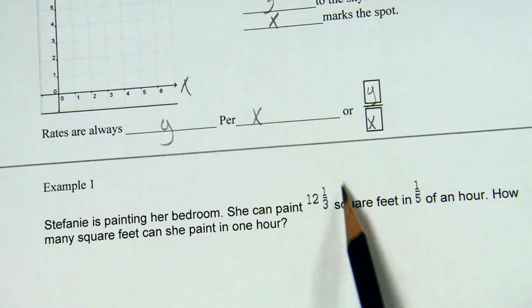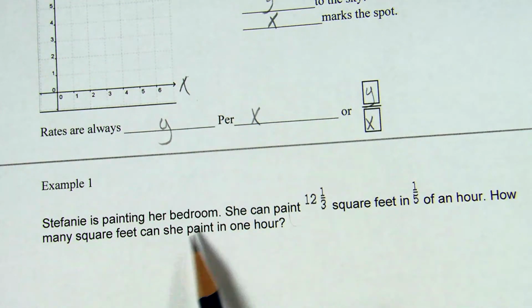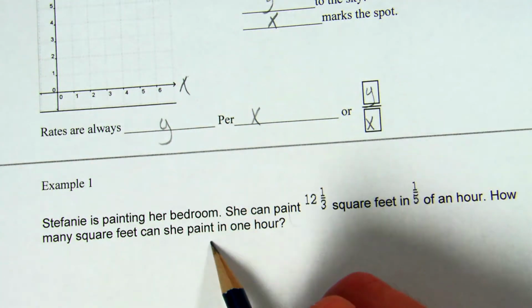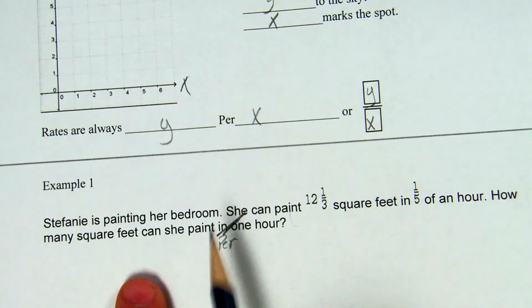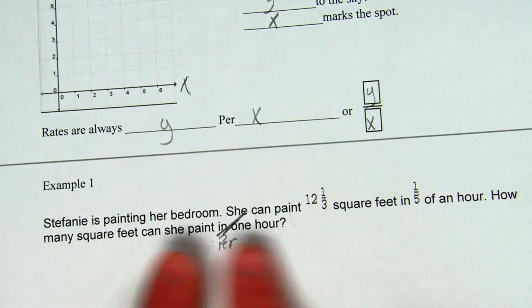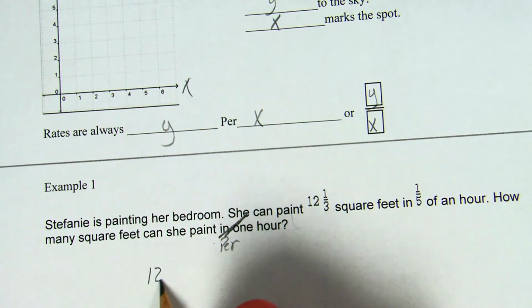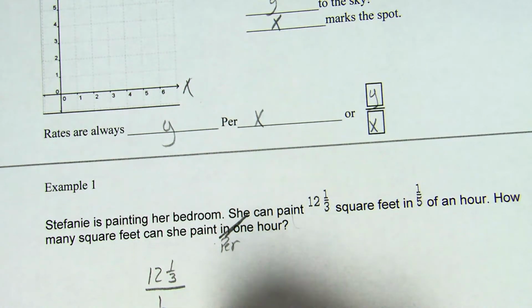It's not always going to be take that number and divide it by the second number. That's not what I'm saying. I'm saying look at the unit rate. The unit rate in this one is square feet in 1 hour. So "in 1" was one of our phrases. That means the word per. So we have per there. That's telling you that square feet is the numerator and hour is the denominator. So we have 2 1/3 over 1/5. Now we have a complex fraction.